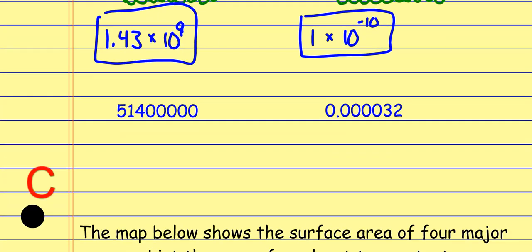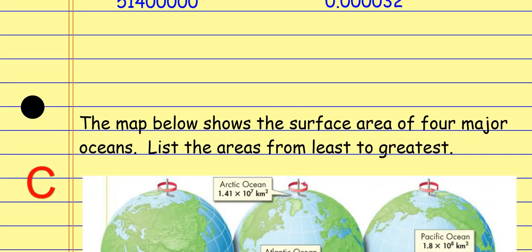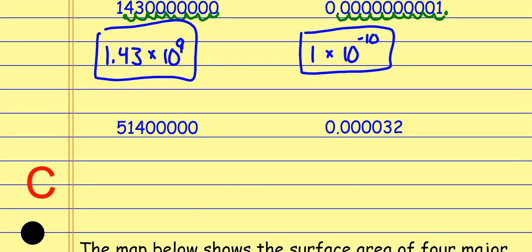If I look at something like this one, think about where you need to put the decimal. The decimal needs to go here, so that's a 5.14. Count how many spaces you have to move to get there. Looks like 3, 4, 5, 6, 7. So it's times 10 to the 7th.